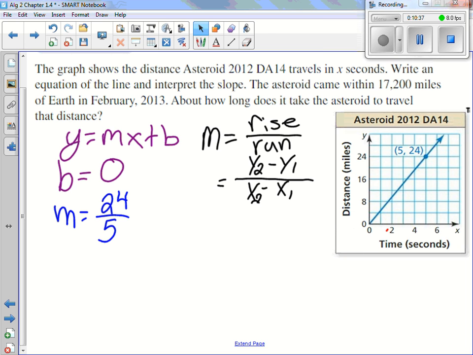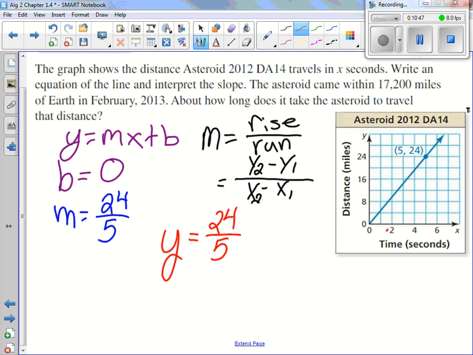Erase this here. So now we just need our equation. So y is equal to what? 24 over 5 plus 0. So 24 over 5x plus 0. Well, if I add 0 to anything, does it change? So it's the same as 24 over 5x. So we did the first part of this problem, because it has to write an equation of the line. We did that, yes?